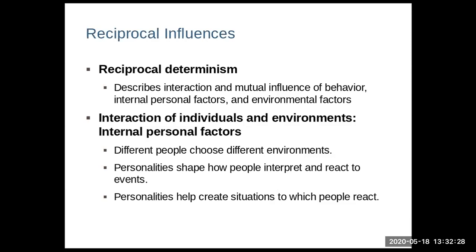But what we know specifically about this, when we talk about the trait theories and we talk about social cognitive, is that different people choose different environments. Extroverts choose more stimulation. Introverts, on average, choose less stimulation. So although you may act differently because you have to or because of the situation, on average, you're going to choose what you're more comfortable with. And our personalities shape how people interpret and react to events.